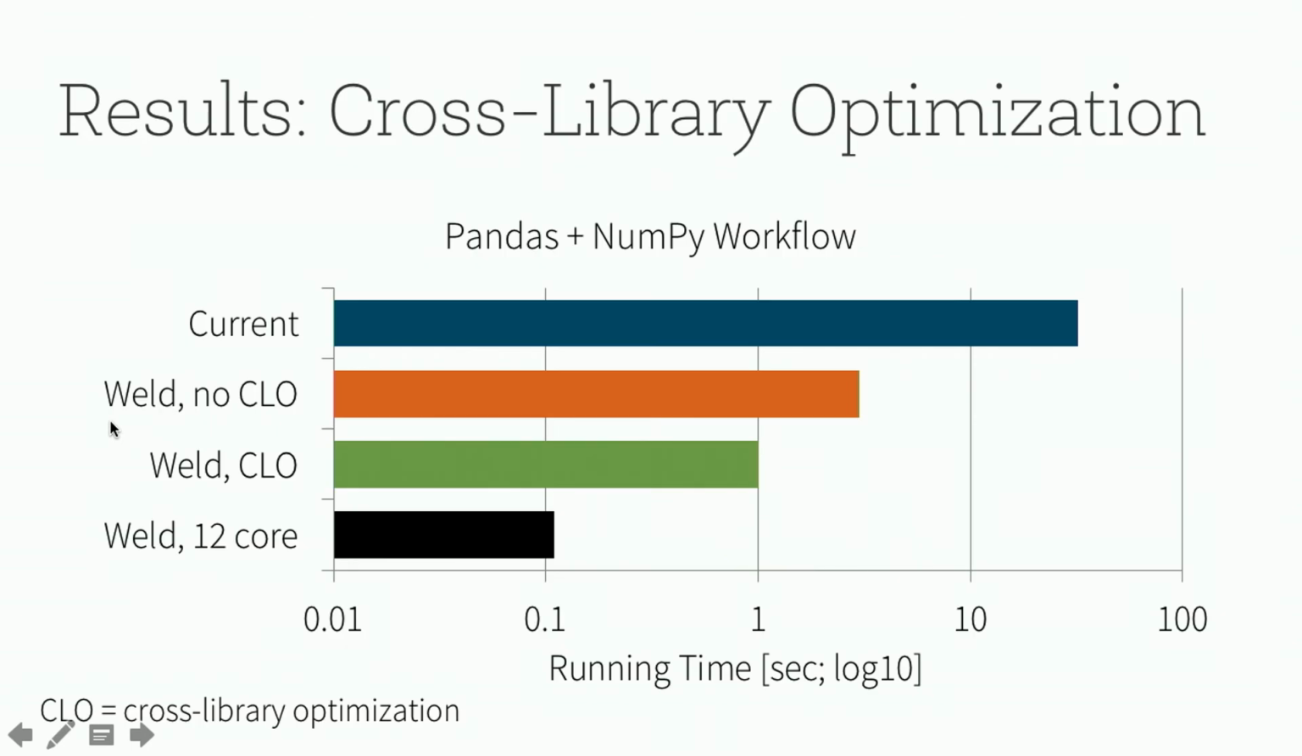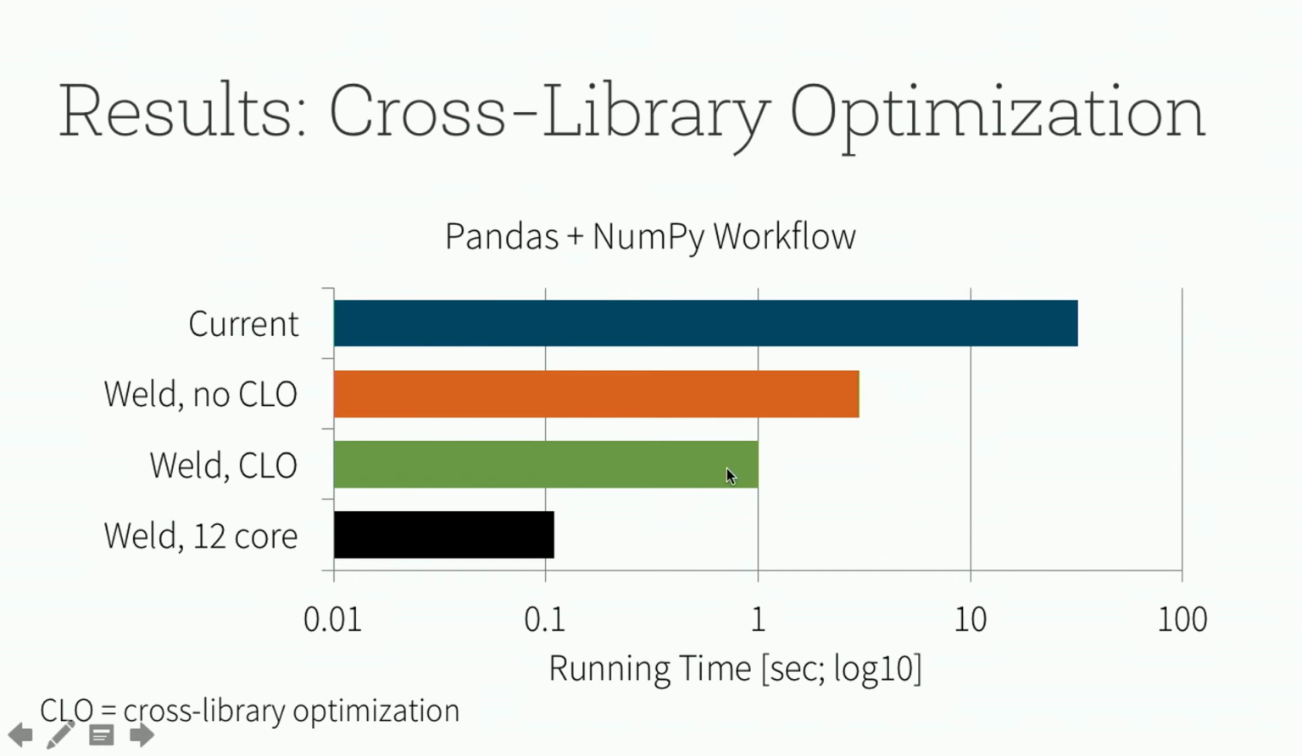And then if you have a workload that combines many systems, there's no way that today you'll get great performance, even if they each implement their own compiler. But with Weld, you can actually do that. So this is showing Weld without cross-library optimization gives you about a factor of 9 speedup.